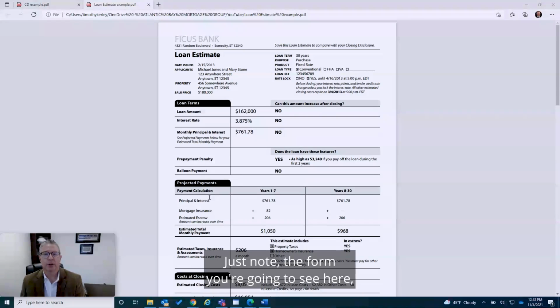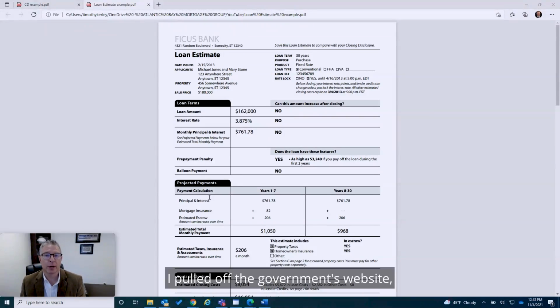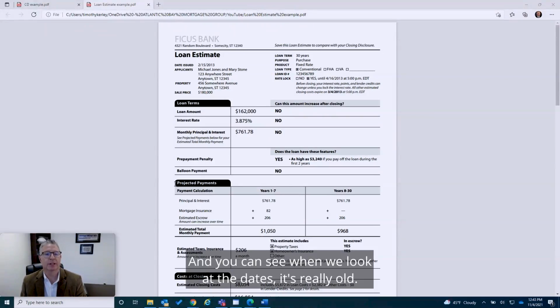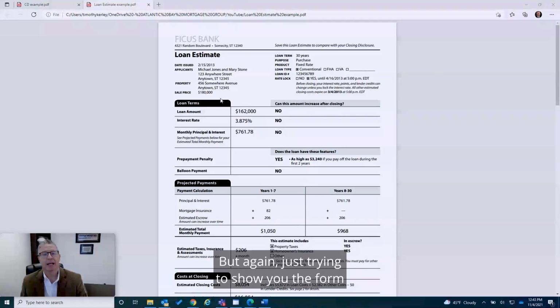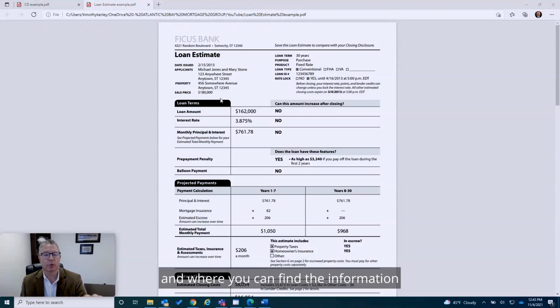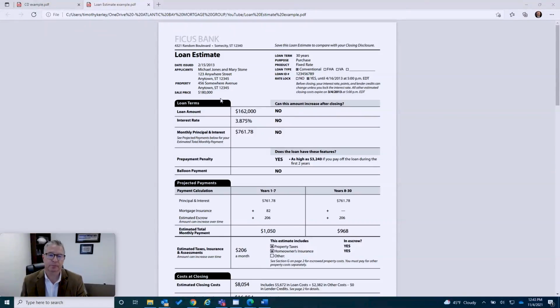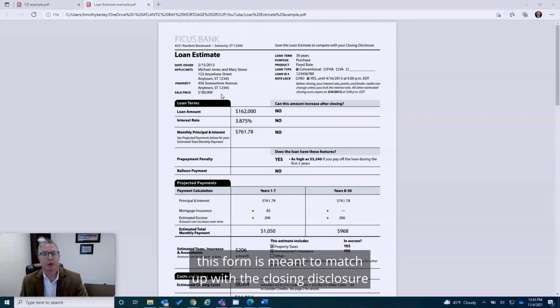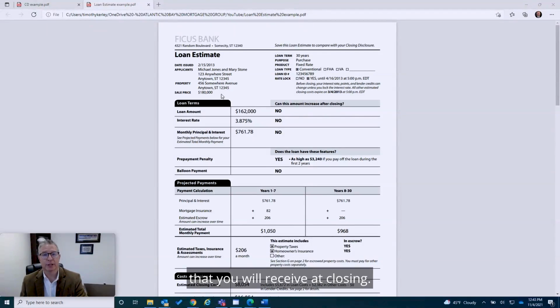Just note the form you're going to see here, I pulled off the government's website. So it's a made up form, and you can see when we look at the dates, it's really old. Some of the fees you're going to see in here are not really applicable in North Carolina. But again, I'm just trying to show you the form and where you can find the information that you want to find on the form. Oh, by the way, this form is meant to match up with the closing disclosure that you will receive at closing.